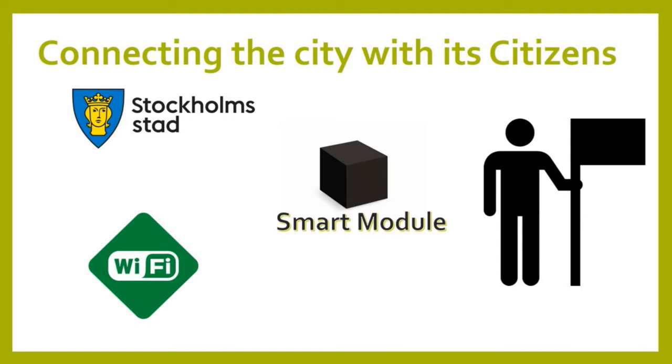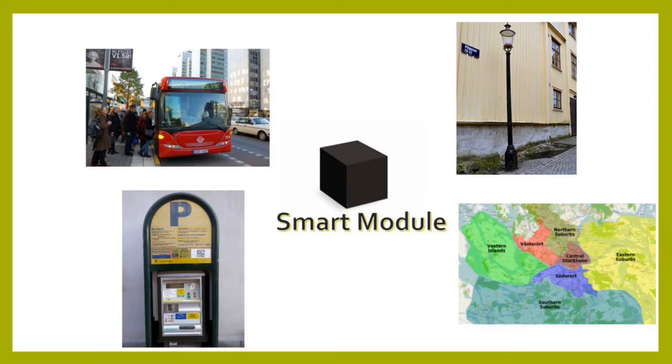What we were thinking was to make a little smart box where you can have Wi-Fi, so that all the people that pass this little smart box can use it to access the data and find information. And we were thinking about using it with already existing applications in the city, like in bus stations, lampposts, and parking machines, placed in different regions in Stockholm where it will be good to have them.